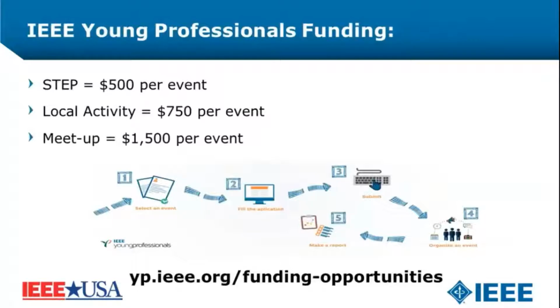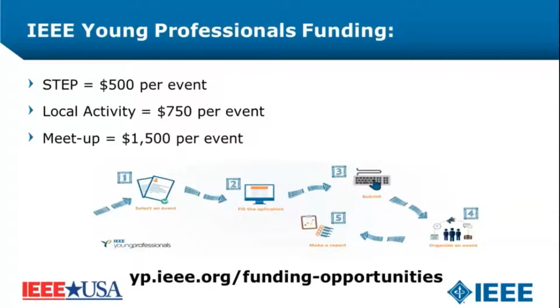There are three types of funding available this year. The first one is called STEP, which is a Student Transition Elevation Partnership. STEP is basically an event where a young professional group goes to senior graduating students at universities and tells them about IEEE Young Professionals. Most of the students I've spoken to think that IEEE is just a student club. That's an incorrect assumption. It's not a student club.